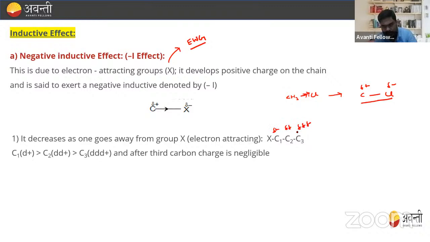And here we have a 3 partial positive charge. So as the distance between the electron withdrawing group, that is X, and the carbon increases, this effect will be minimized. After the third carbon, the charge is almost negligible. So we can say that it decreases as one goes away from the group, that is X. As we move from the first carbon to the third carbon, the effect decreases.